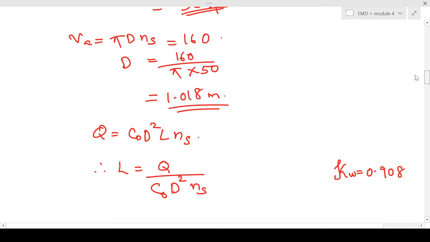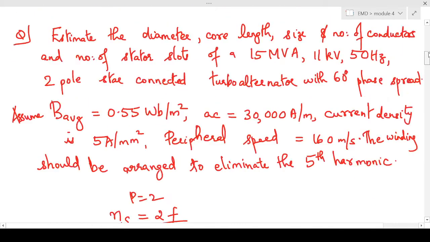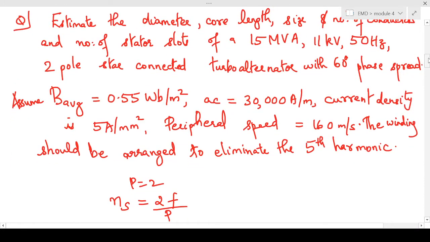Output equation is Q equals C0 D square L n_s, but we must know the value of Kw. C0 is 11 B average ac Kw into 10 raised to minus 3. So we must know the value of Kw. In the question it is mentioned that the turbo alternator is having 60-degree phase spread, and also the machine has to be designed to eliminate the 5th harmonic. So we can find the value of Kw.